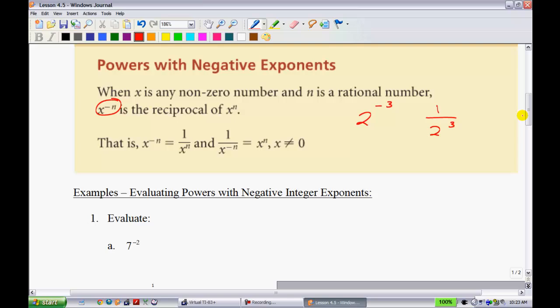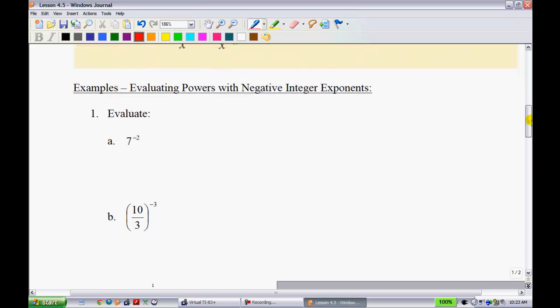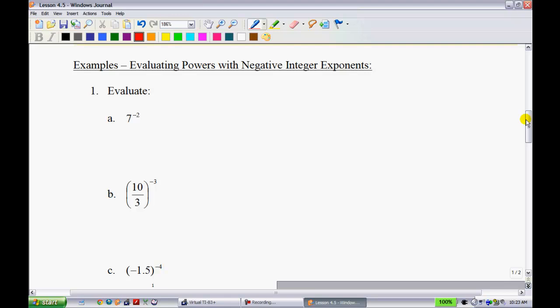So we're going to explore some examples with this. You'll see that this is not too complicated. It's probably the shortest lesson of the unit here. So evaluating powers with negative integer exponents. So let's take a look. 7 to the power of -2.